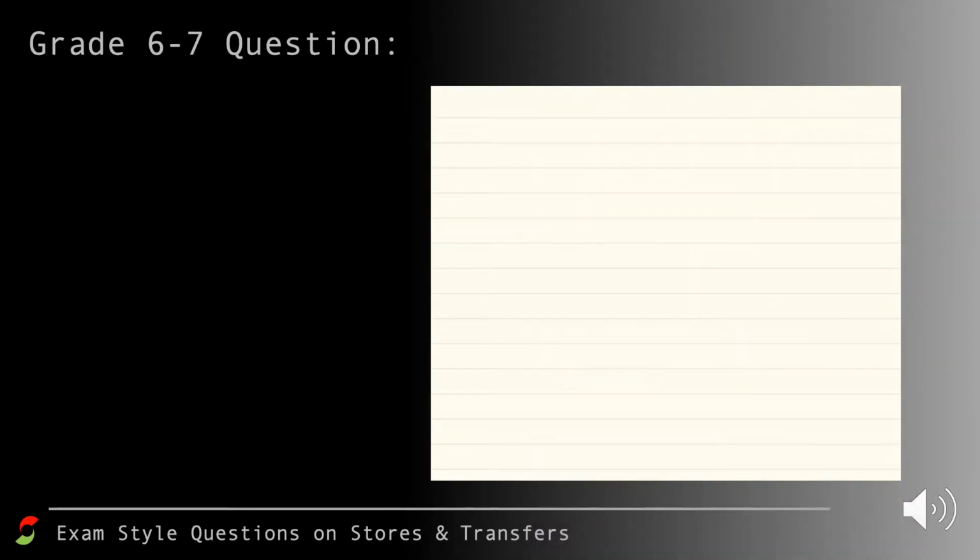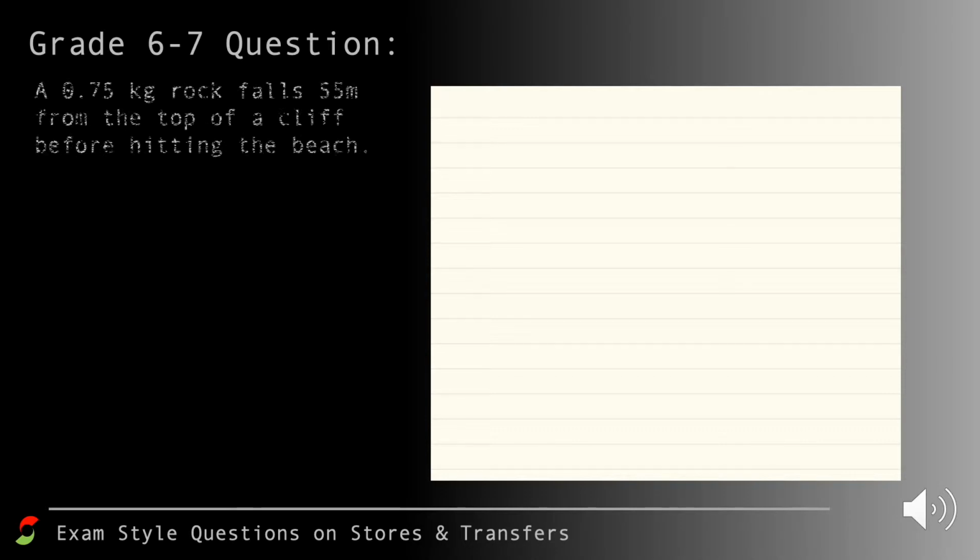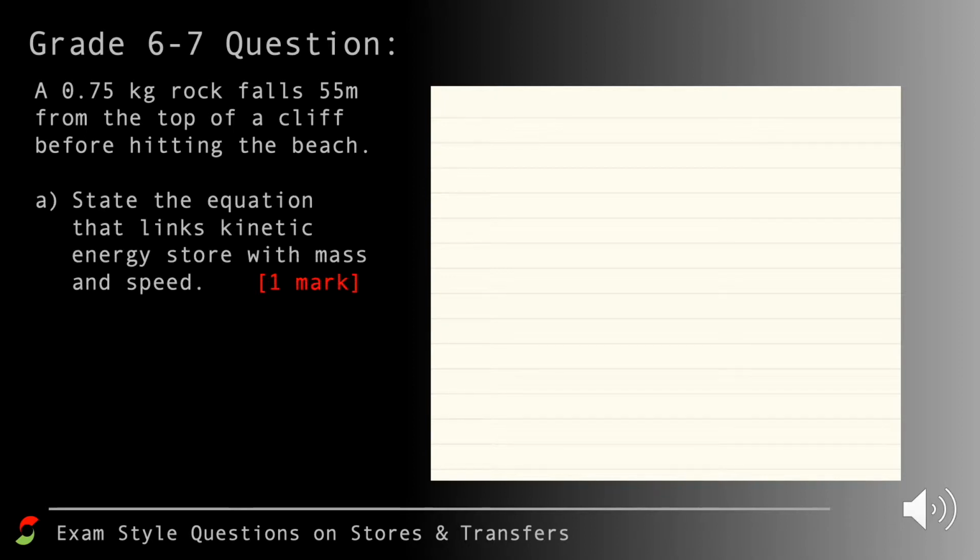So let's have a look at a question that's a little bit harder. On the surface, it doesn't look like it's that much harder. We've still got mass and we've got heights. The mass is in kilograms, the height's in meters, so we don't need to really worry about changing the units there. However, what we do have is a question that asks us to state the equation. So straight away, it's harder because you're being asked to write an equation down.